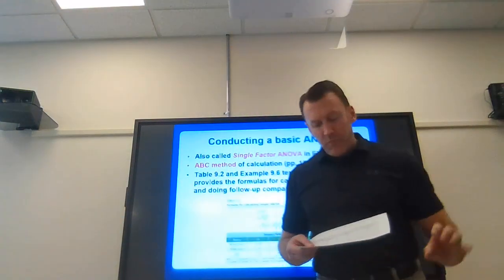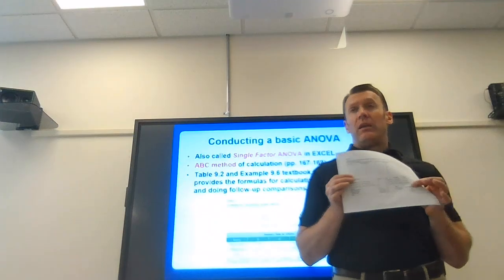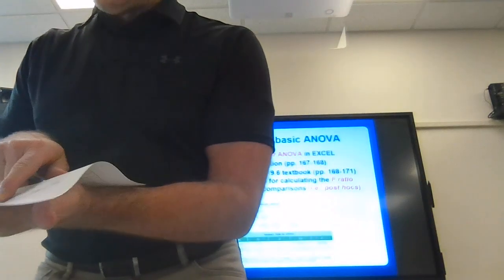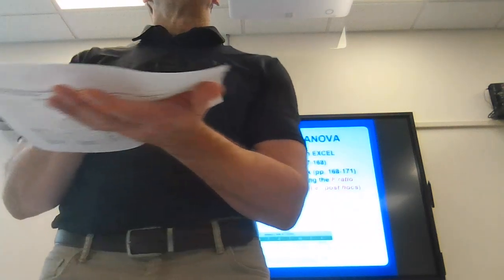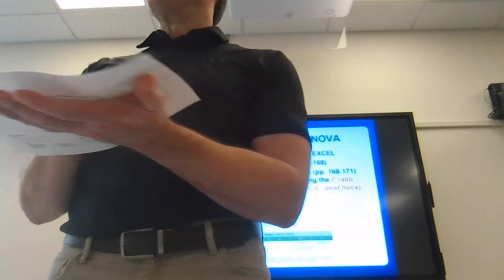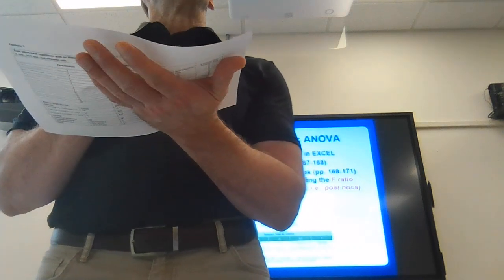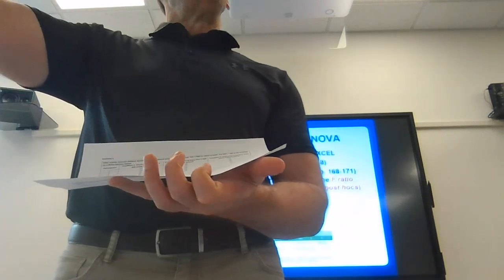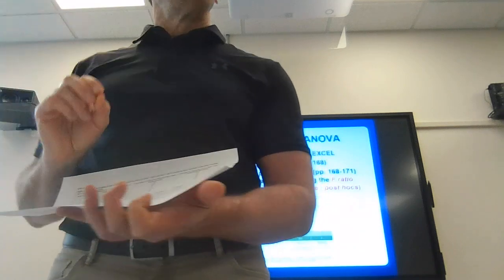So where does the F ratio come from then? The F ratio comes from the ratio right here with the column header MS. MS stands for mean squares. Basically we're taking the variability between groups and dividing it by the variability within groups.